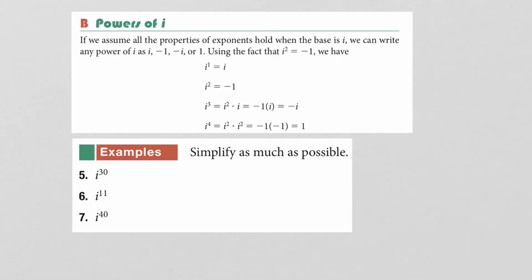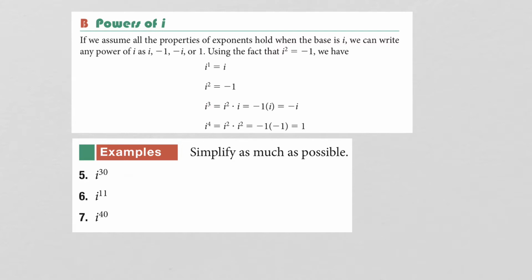Next, let's talk about powers of i. So we know that i to the first power is equal to itself, so that's i. We know i to the second power is negative 1. That's true by definition. So what about i to the third power?